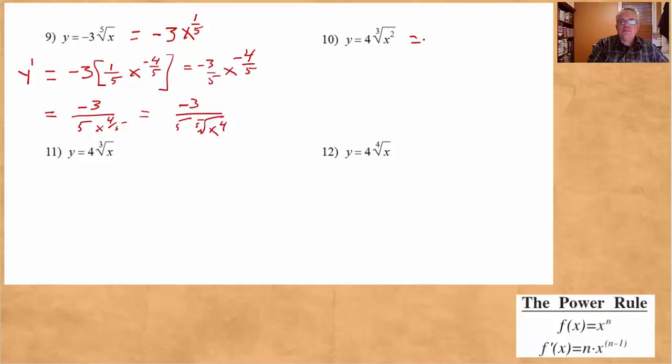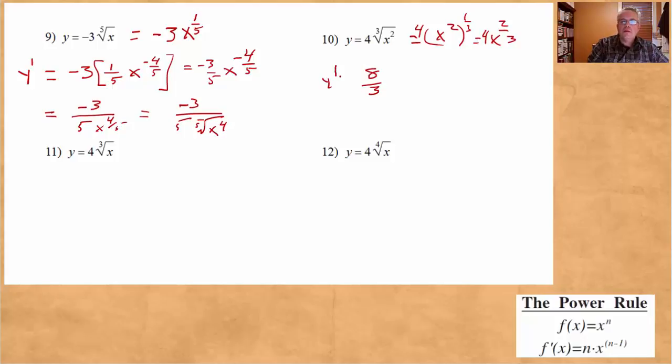Let's rewrite it. x, the cube root of x squared. That's the same as x squared to the 1/3, which is x to the 2/3. All right, and we have 4 times that. So 4 times that and 4 times that. Now I'll take the kind of shortcut. 2/3 times 4 is 8/3.